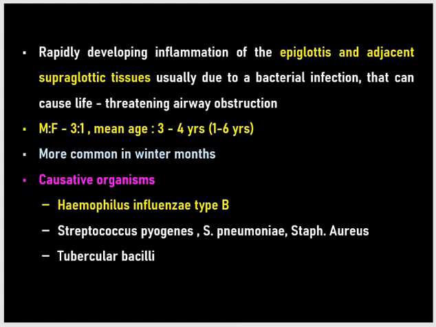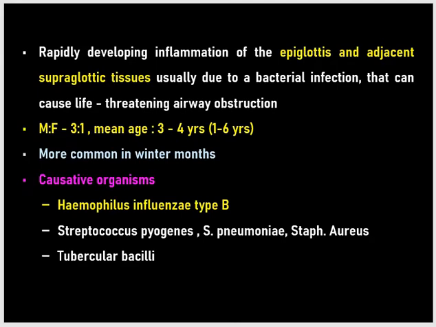Acute epiglottitis is defined as rapidly developing inflammation of the epiglottis and adjacent supraglottic tissues, usually due to a bacterial infection that can cause life-threatening airway obstruction. This condition is more common in males in comparison to female children, and the mean age is 3 to 4 years of age. But the disease might affect the larynx in children from 1 to 6 years of age.